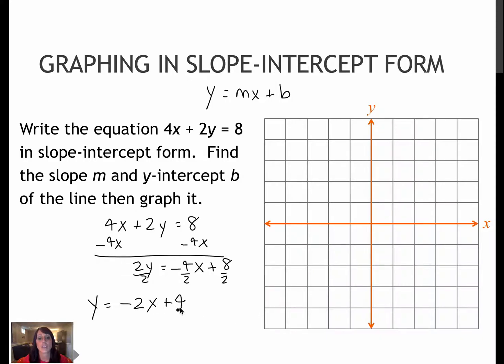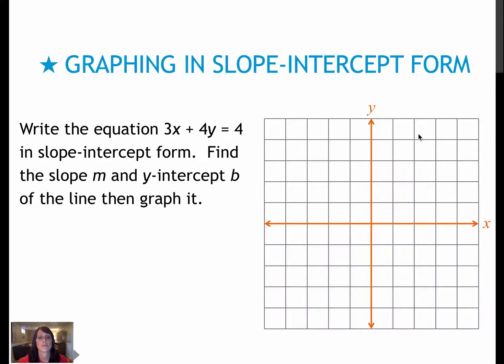Then to graph, I would start at 0, b, or 0, 4. My slope is negative 2, which as a fraction is negative 2 over 1. So down 2 over 1 as many times as I need to. Connect the dots. Same idea here. Go ahead and try this one on your own and then press play to check your work.